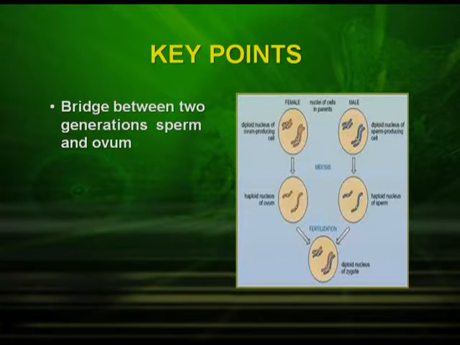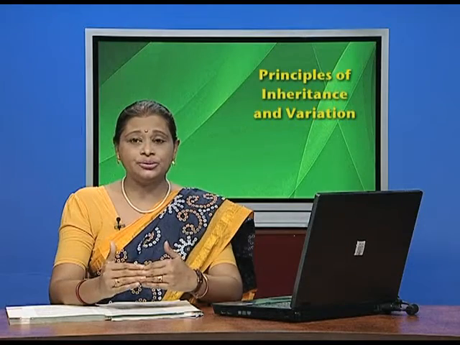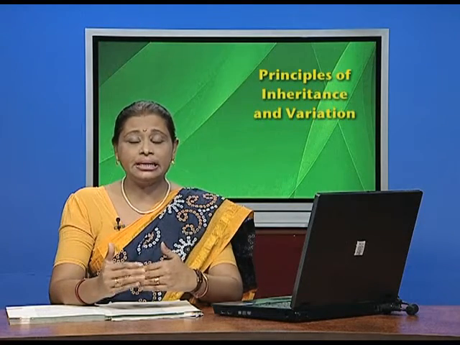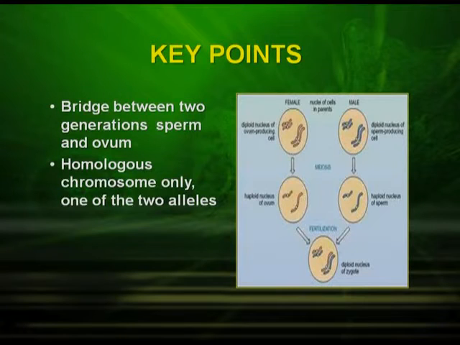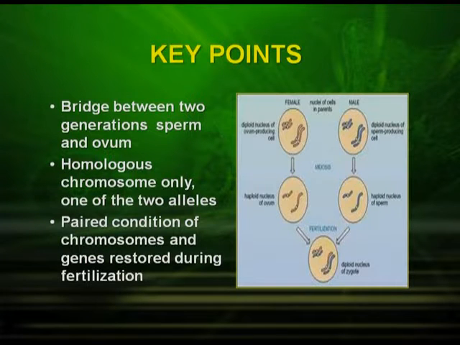Now let us start with the chromosomal theory of inheritance. The first very important point we have to take care about is the bridge between the two generations, the sperm and the ovum. That means the sperm and the ovum bridge two generations, and they are produced by the diploid organism, the female producing the ova and the male producing the sperm. The gamete contains one homologous chromosome. On the other hand, diploid organisms, whether male or female, have two homologous chromosomes. And the paired condition of the chromosome is restored during fertilization.